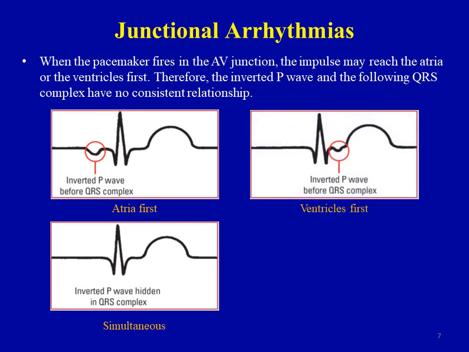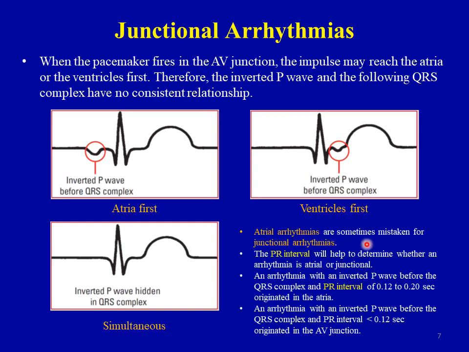If the impulse is conducted to the ventricles first, what we'll see is the normally looking QRS complex first, then it will be followed by the inverted P wave, because ventricular depolarization will happen first, and this will be followed by atrial depolarization in a retrograde manner. So the P wave will follow the QRS and it will be inverted. As I said, this is the case when the ventricles receive the action potential from the junction first.